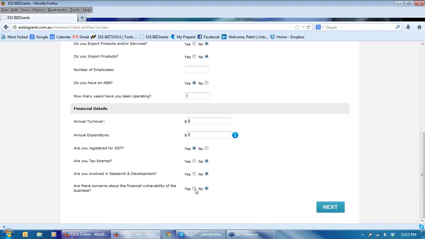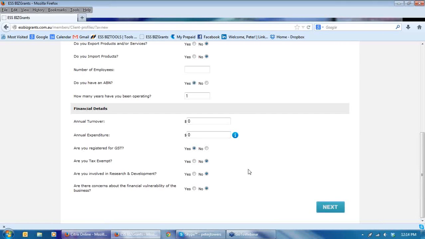Are you involved in research and development? We want to know that because research and development obviously opens up the research and development tax incentives, but it also is the trigger for looking at Commercialisation Australia, which have those grants to assist people who have developed new products or technology.